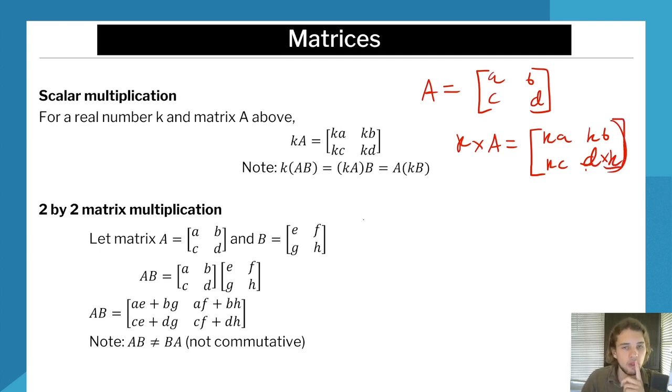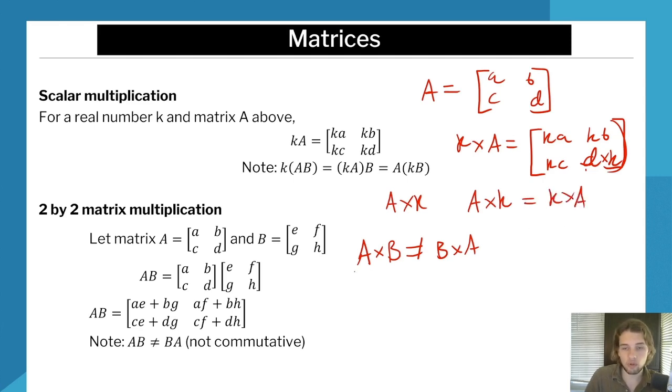Now, this is commutative when you multiply scalars. When you actually multiply 2 matrices, it's not commutative. So we'll go over soon how complicated it can get multiplying 2 matrices. This does not equal this. If A and B are matrices, A times B does not equal B times A. On the other hand, A times K does equal K times A.